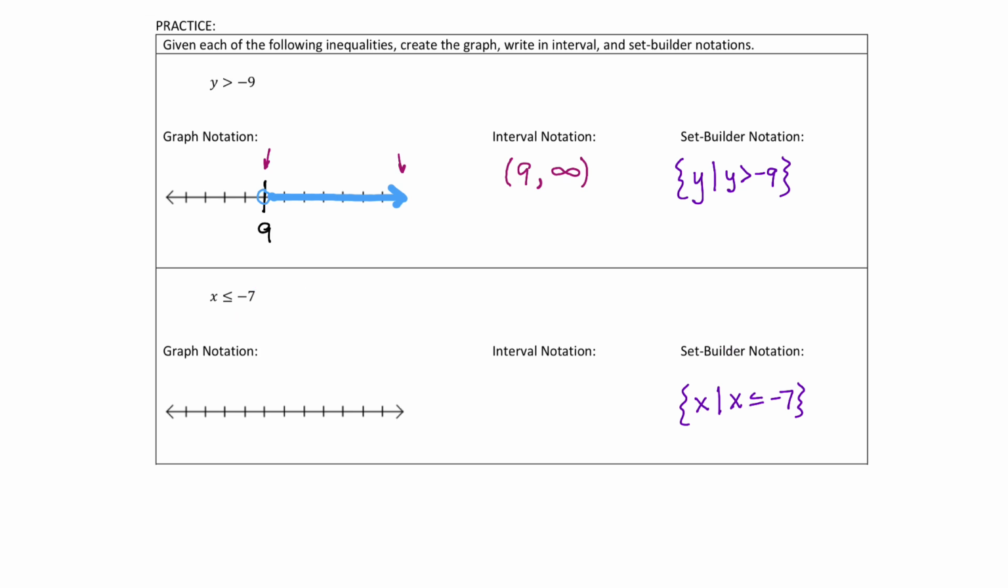Okay, graph notation. Interval notation is easier to get from your graph notation until you can hold all that information in your head because it makes sense. I wouldn't even try to do that. Okay? Do the graph first and then do interval notation from the graph.